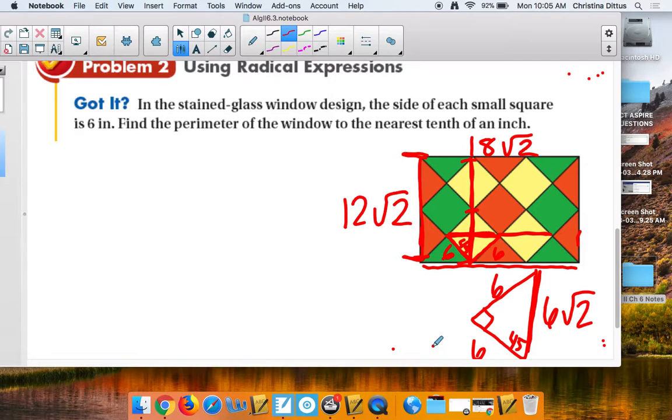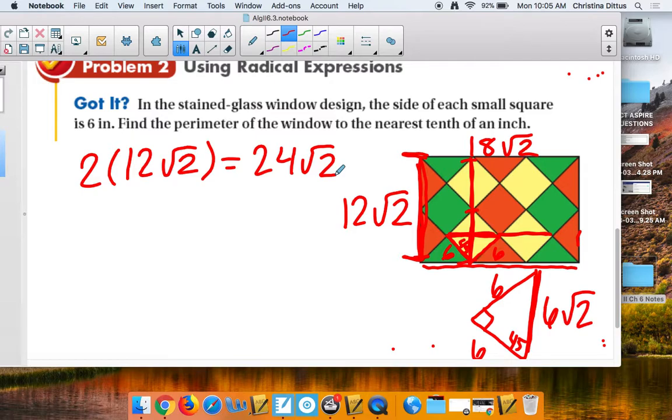So how's the perimeter? Not the length of this area. Add them. She says, how many sides are 12 square roots 2 in length? There are 2 sides that are 12 square roots 2 in length. So that gives me how much? 24 square roots 2.